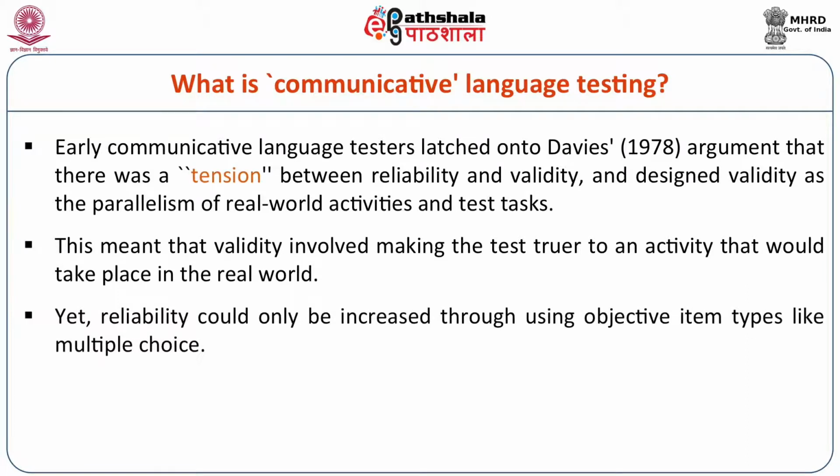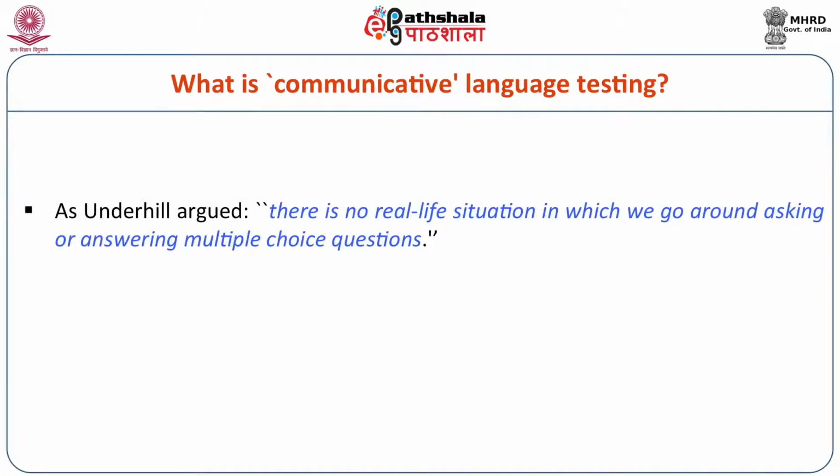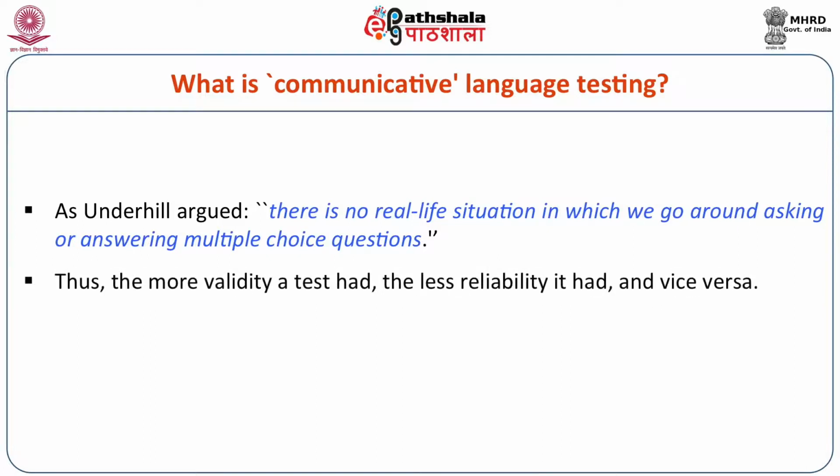Yet, reliability could only be increased through using objective item types like multiple choice. As Underhill argued in 1982, I quote, "There is no real life situation in which we go around asking or answering multiple choice questions," unquote. Thus, the more validity a test had, the less reliability it had, and vice versa. Isn't it true?